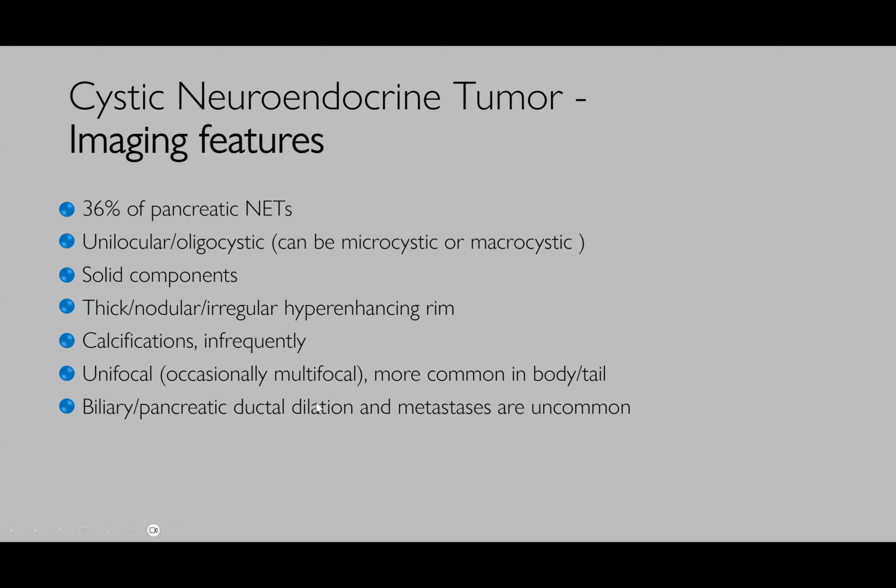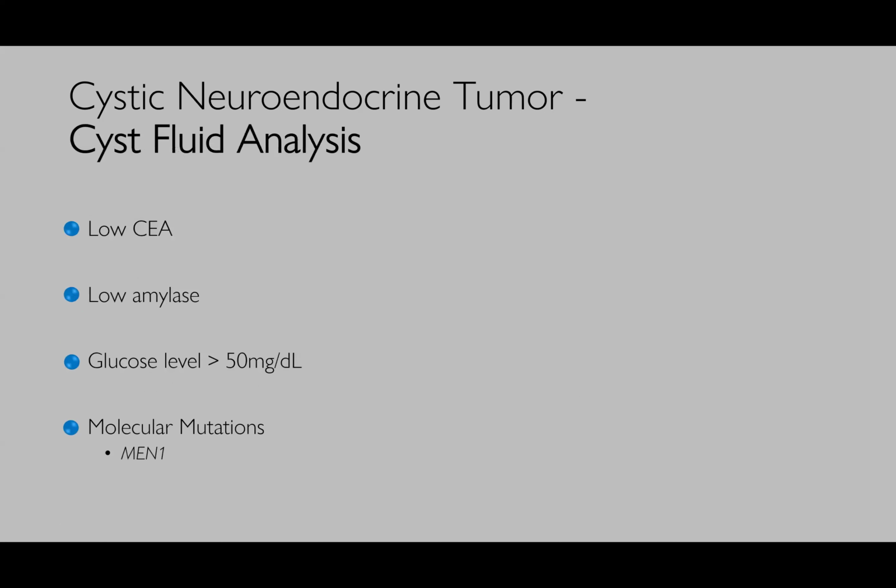Often, however, we tend to see that they have a pretty intensely enhancing rim. The rim often tends to be thick, a little bit nodular. The nodularity tends to be more pronounced along the inner aspect. They often tend to have some solid components. You may see calcifications, and these are slightly more common in the body and tail of the cystic neuroendocrine tumors, slightly less common in the head region. And presence of any pancreatic or biliary ductal obstruction or any metastasis is usually pretty uncommon. These usually tend to be low-grade neuroendocrine tumors.